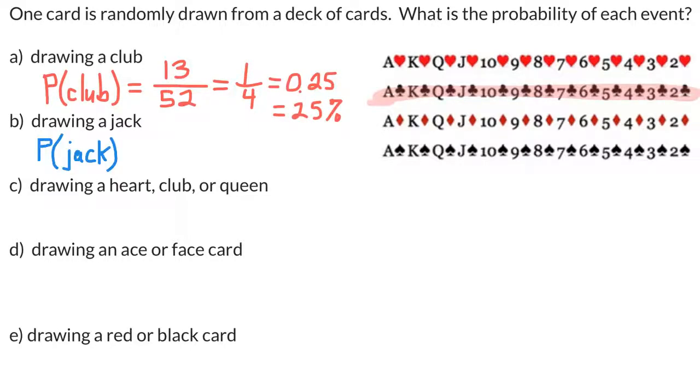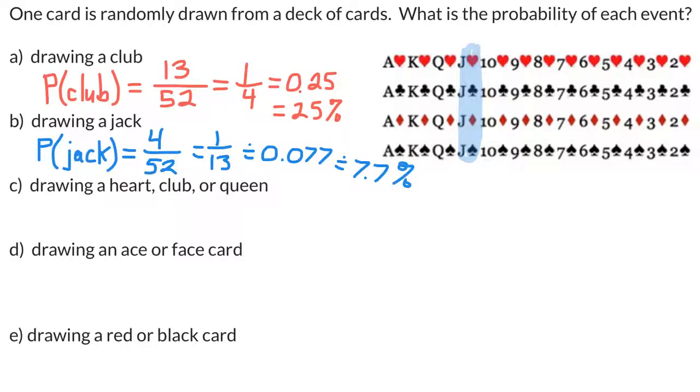Next, we're asked to figure out the probability of drawing a jack. So we need to find all the ways you can draw a jack. Well, there's 4 ways you can get a jack. You can have a jack of hearts, a jack of clubs, a jack of diamonds, or a jack of spades. So there's 4 ways you can draw a jack out of 52 possible outcomes. In lowest terms, that's a 1 out of 13 probability, which is about 7.7%.